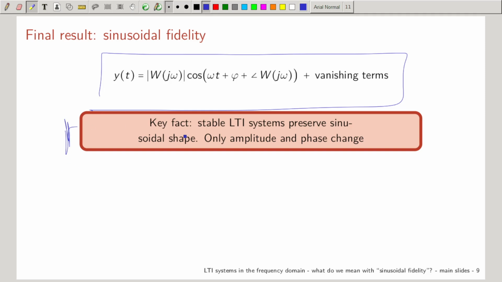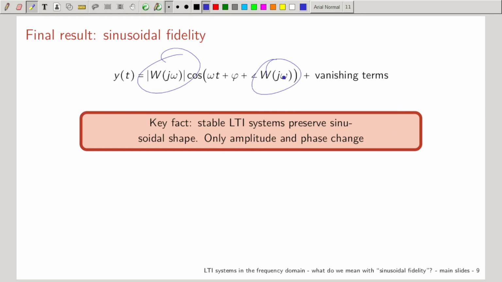That means that, key fact, stable in the BIBO sense, LTI systems preserve sinusoidal shape after a transient. And only the amplitude and phase change, and those are going to be functions that I can plot.